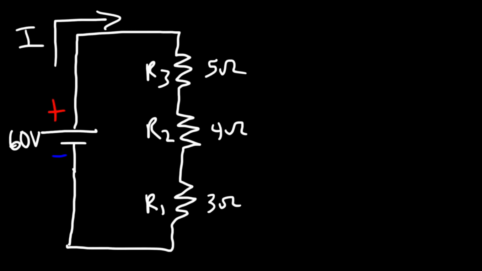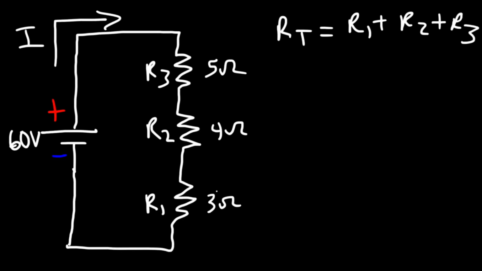In order to find the current flowing in a circuit where the resistors are connected in series, you need to find the total resistance. And the total resistance is going to be R1 plus R2 plus R3. You just need to add the values of the 3 resistors. So 3 plus 4 plus 5, that's going to give us 12. So the total resistance in the circuit is 12 ohms.